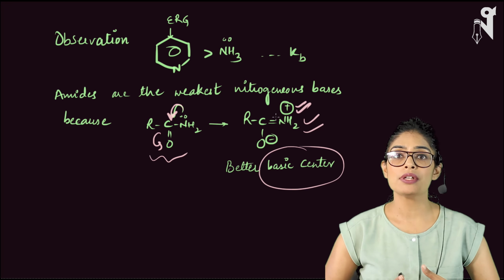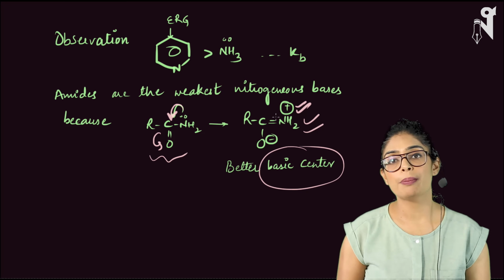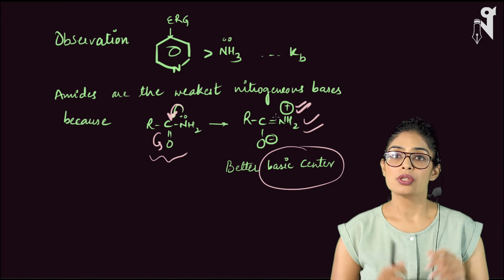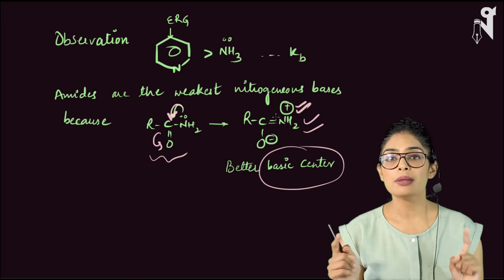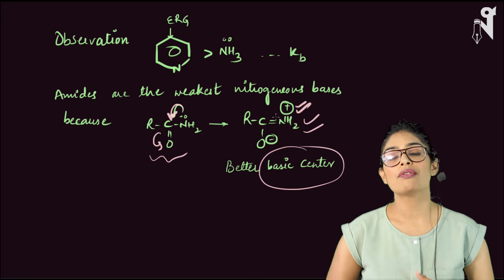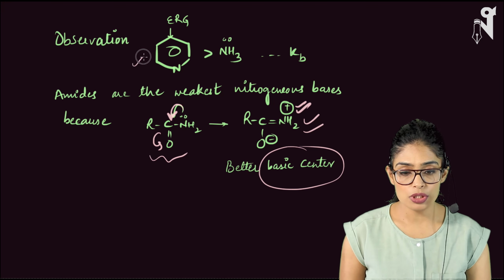And because it is a positively charged nitrogen, it cannot very easily give away its electron pair to anything else because that electron pair has got shifted to the oxygen. So oxygen is a better basic center in the molecule. When you compare the bases, you basically compare the strength of nitrogen, and the strength of nitrogen here is very, very weak, right?